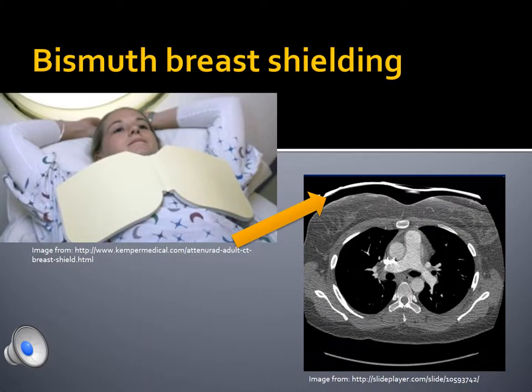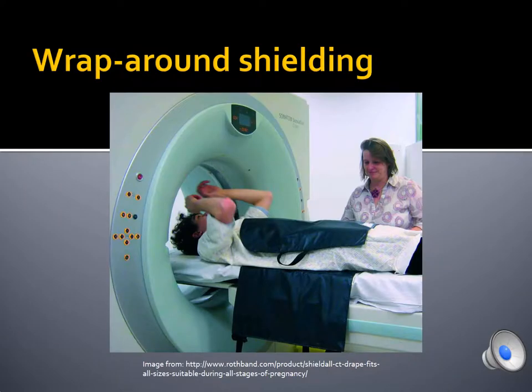Now, on this slide, I have a picture of one of the breast shields that the patients can wear. On the left, you can see it on the patient, and on the right image, you can see what it actually looks like in our scanned image. So it doesn't show up too much. Here is an example of one of the wraparound shields used for patients who are pregnant.